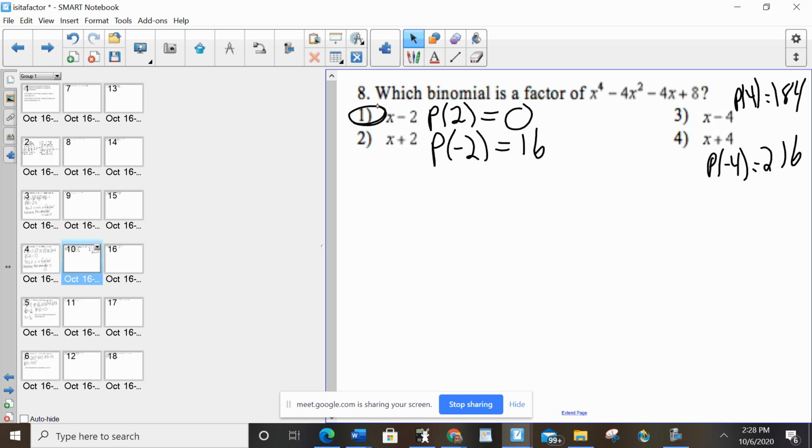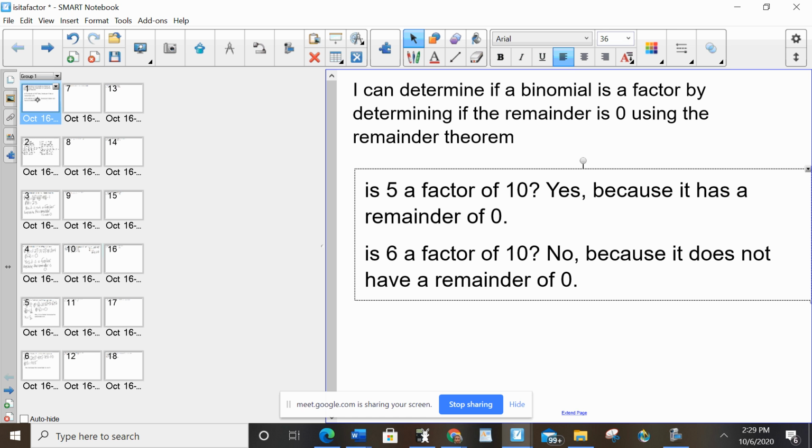If you don't have this calculator right now, well, that's rough. You're not going to have that option, but you're still just substituting in and getting your answers. So your classwork/homework is to finish this sheet. And again, I can determine if a binomial is a factor by determining if the remainder is 0 using the remainder theorem.